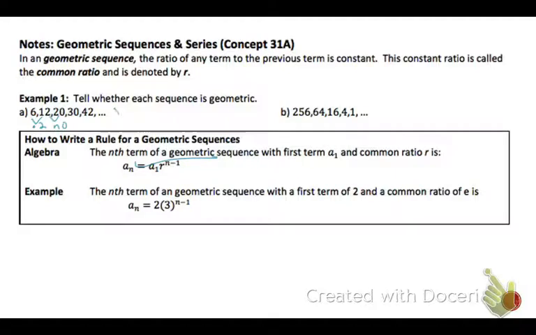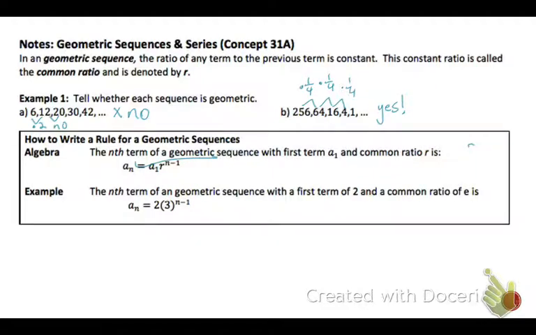All right, so now let's look at B. So we're looking for a multiplier. 256 to get to 64, we can divide by 4 or multiply by a fourth. 64 to 16, multiply by a fourth. 16 to 4. So we have a consistent multiplier or ratio. So that means that is a yes. This is a geometric sequence. Our constant ratio is 1/4.